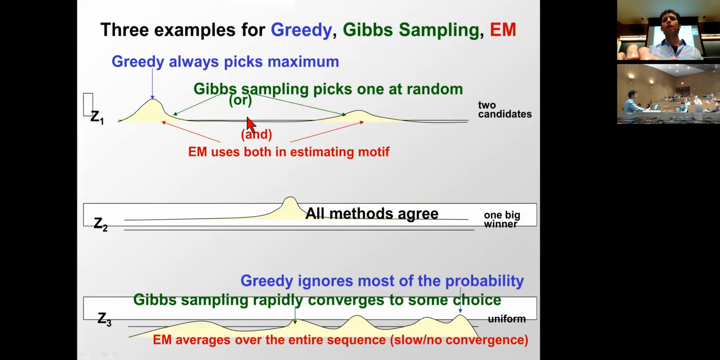But in this particular case, EM will basically use both of these to estimate. Gibbs sampling will only pick one or the other at random. It'll pick this one with 2/3 probability, for example, and then we'll only use that one. And we'll pick this one with 1/3 probability, and then we'll only use that one, even though it was a lower probability one. And then greedy will always pick the max. And in this particular case, greedy will ignore most of the probability mass. Gibbs sampling will rapidly converge to some choice, and EM will basically average over the entire sequence together. Who can see the difference between Gibbs, EM, and greedy? Raise your hands. Awesome. Great.